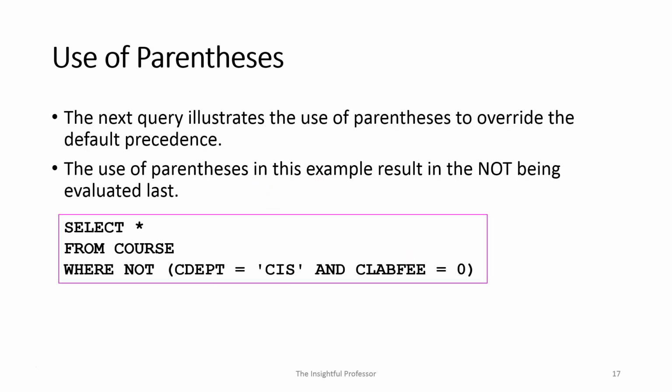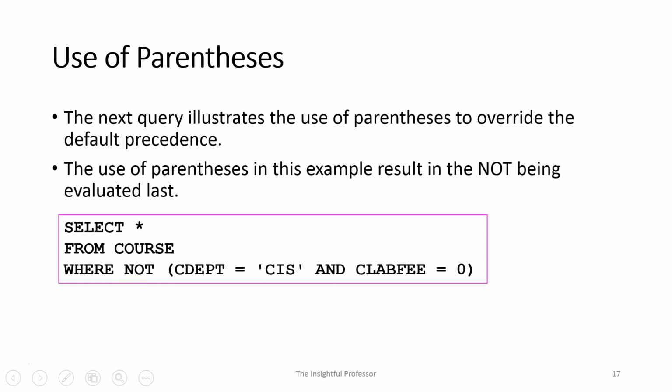Okay, another one on page 17 where we have parentheses. Now this one does have an effect on the operator precedence. The reason here is we have one condition, department equals CIS, a second condition, lab fee equal to 0. These two conditions are connected with and, and putting that whole conjunctive expression within parentheses causes the and to be evaluated before the not.